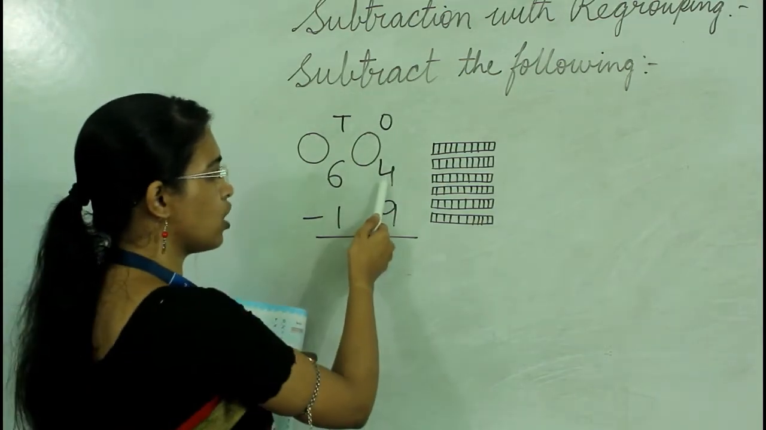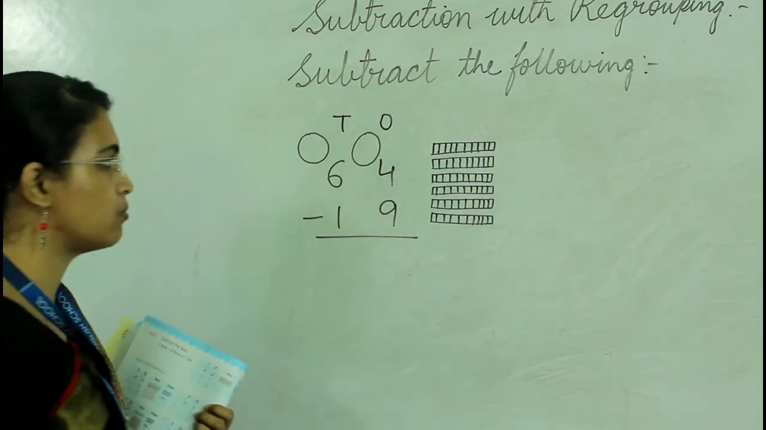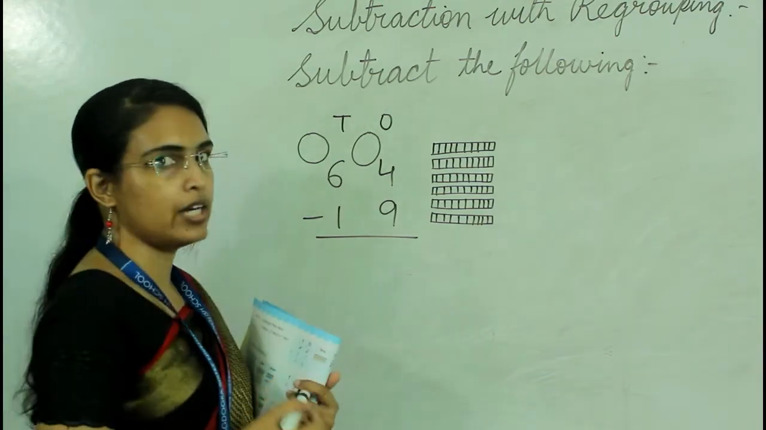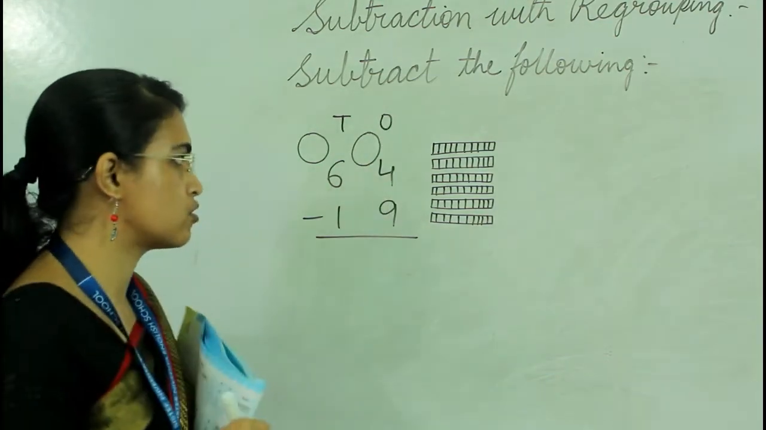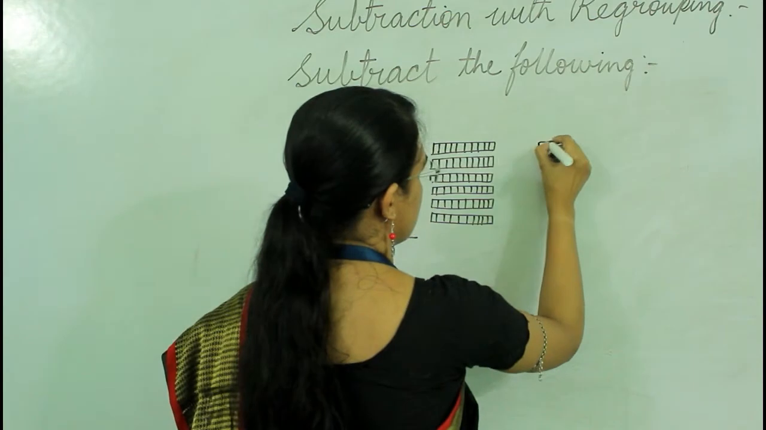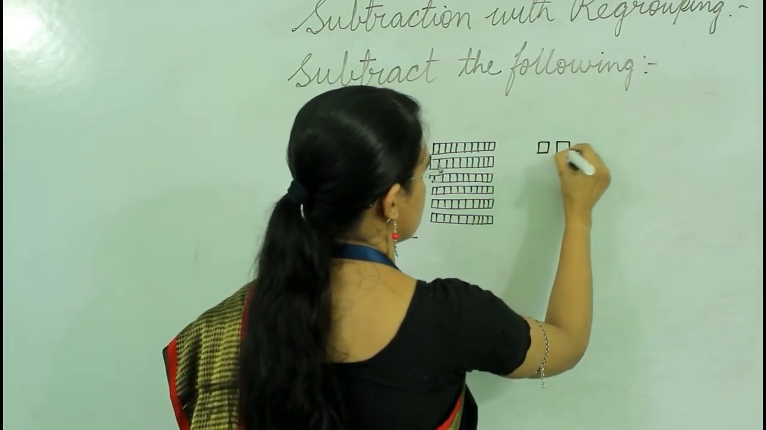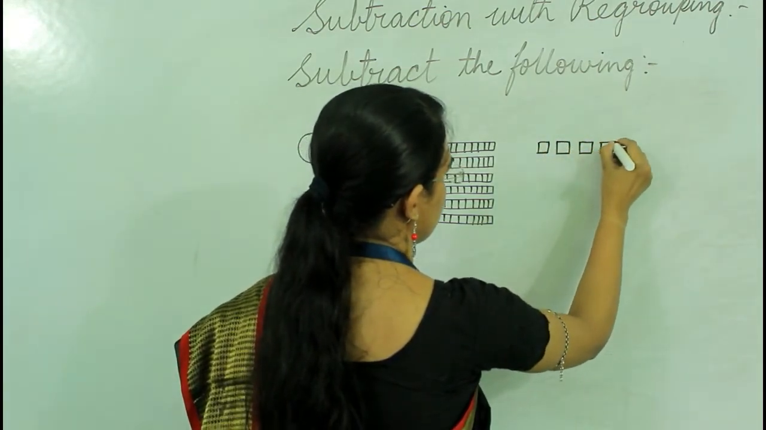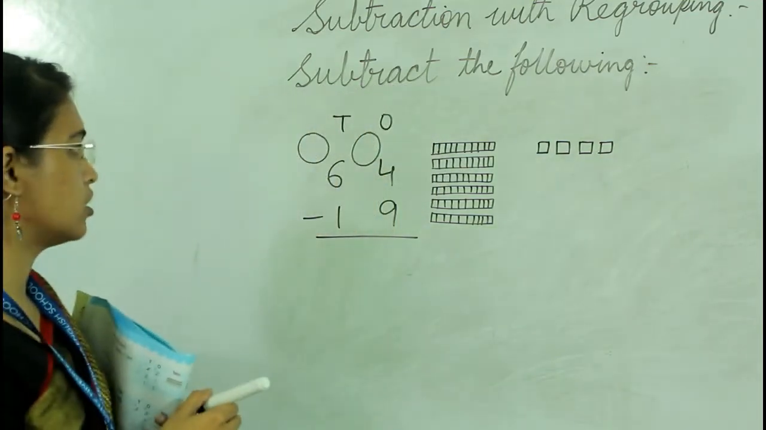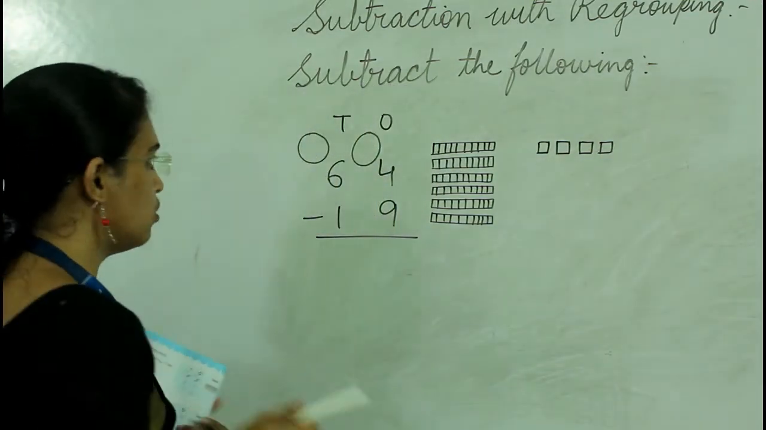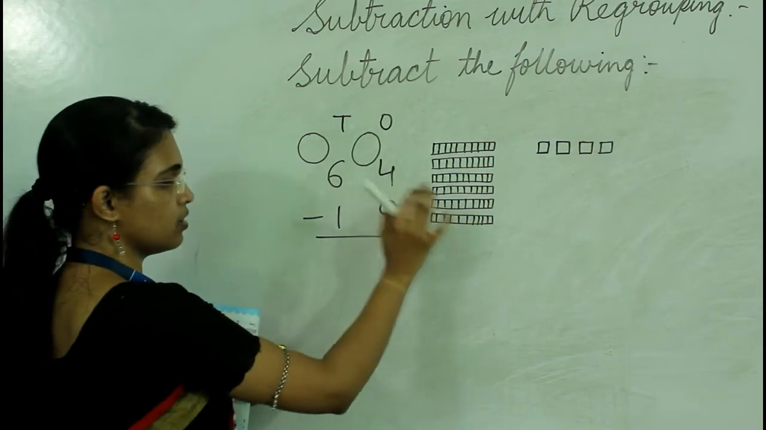Now we have to draw how many separate blocks? 4. Why? Because the 4 is in the ones place. So here I have to draw 4 separate blocks like this. 1, 2, 3, 4. Now the first number is done.